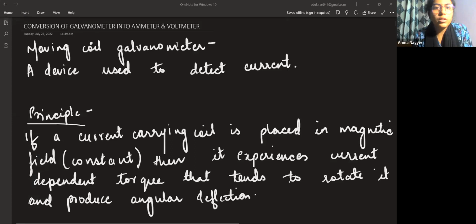Yes, class. Now, conversion of galvanometer into voltmeter and ammeter. But before that, you should understand the meaning of galvanometer. A galvanometer is basically a device which is used to detect current in your circuit. A moving coil galvanometer does not tell you the amount of current in your circuit. It does not tell you anything related to voltage. It just tells you whether yes or no there is current present in your circuit. Now, the principle we'll see later. First, see the construction.